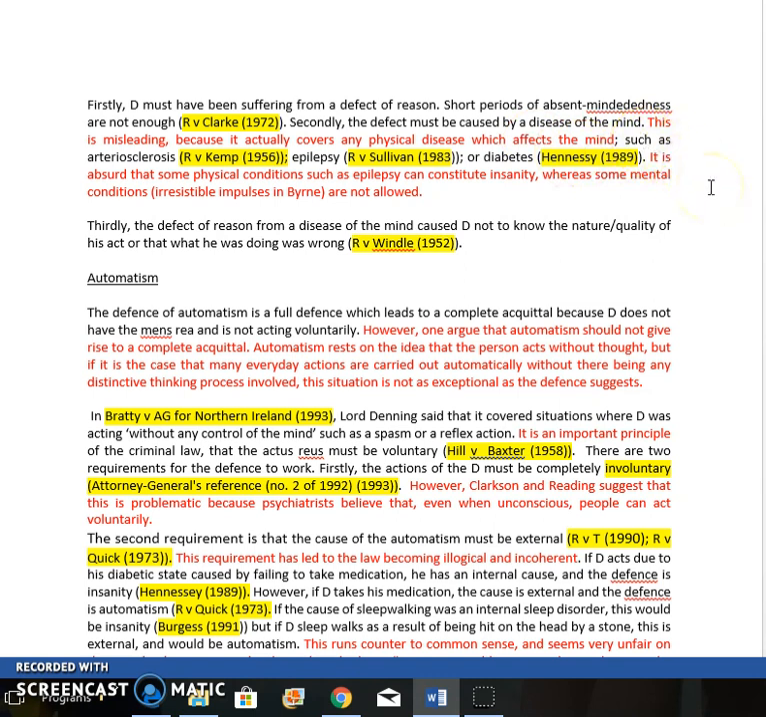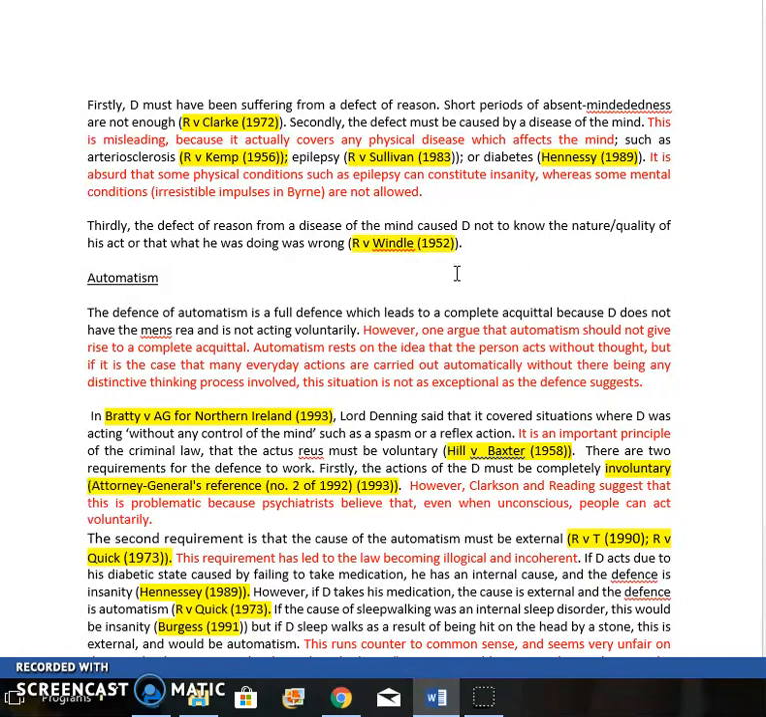Lots of people have criticised the defence, saying that it's rather absurd that some physical conditions such as epilepsy are going to be insanity, whereas some mental conditions, such as the irresistible impulses in Byrne, are not allowed. Final element of insanity is that the defect of reason was from a disease of the mind which caused the defendant not to know the nature or quality of his act, not know what he was doing was wrong. And that comes from Windle there.